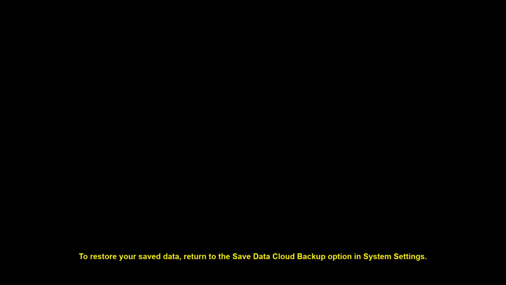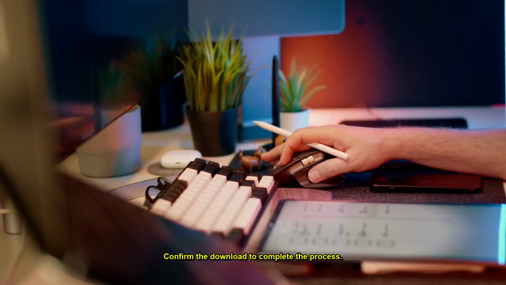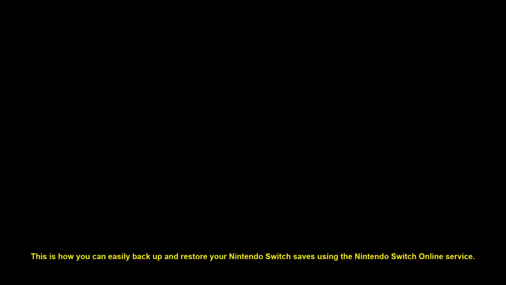To restore your saved data, return to the Save Data Cloud Backup option in System Settings. Select the game for which you want to restore the saved data. Choose Download Saved Data to retrieve your saved game. Confirm the download to complete the process. This is how you can easily backup and restore your Nintendo Switch saves using the Nintendo Switch Online service.